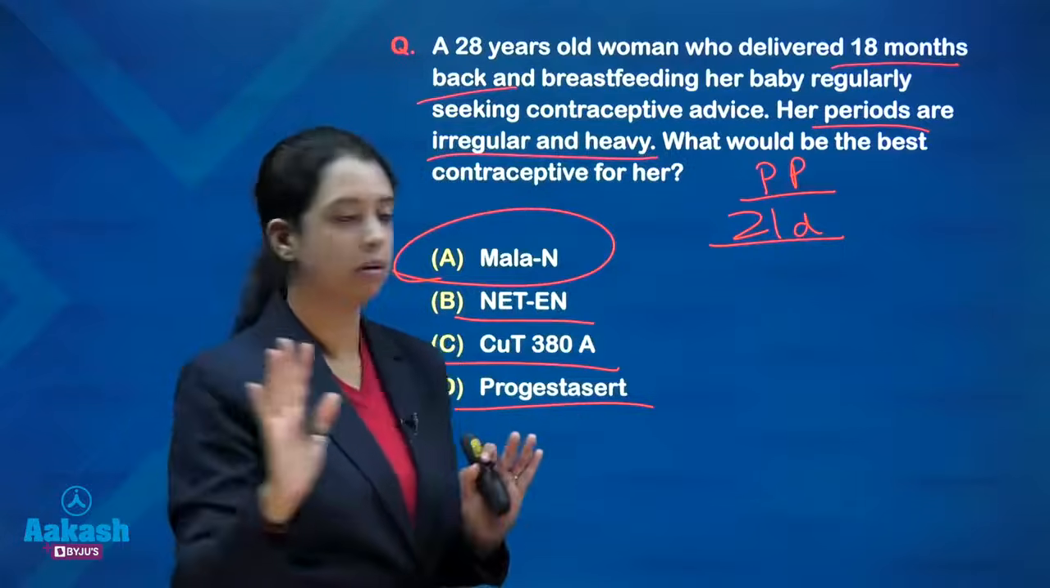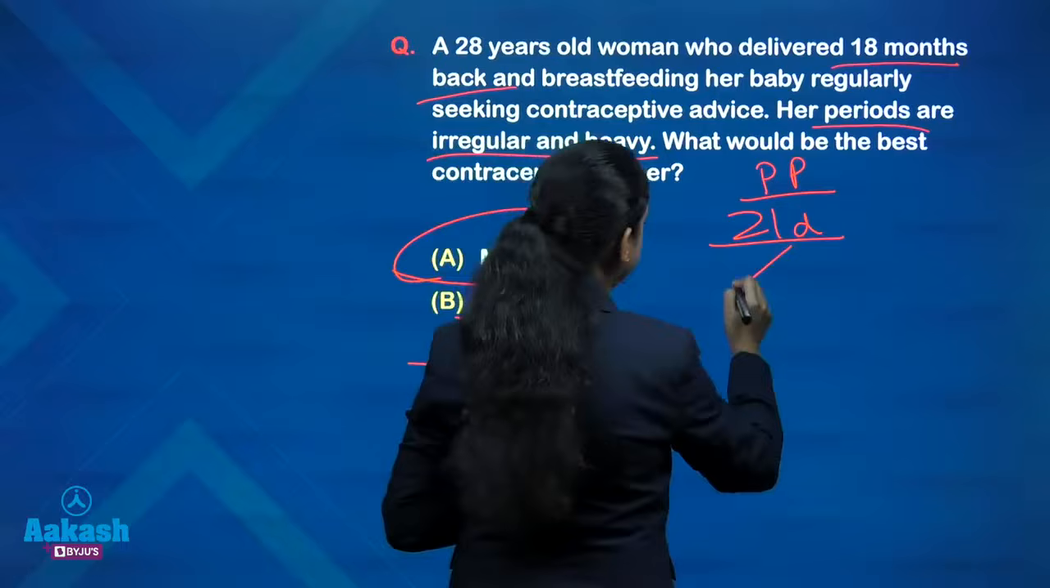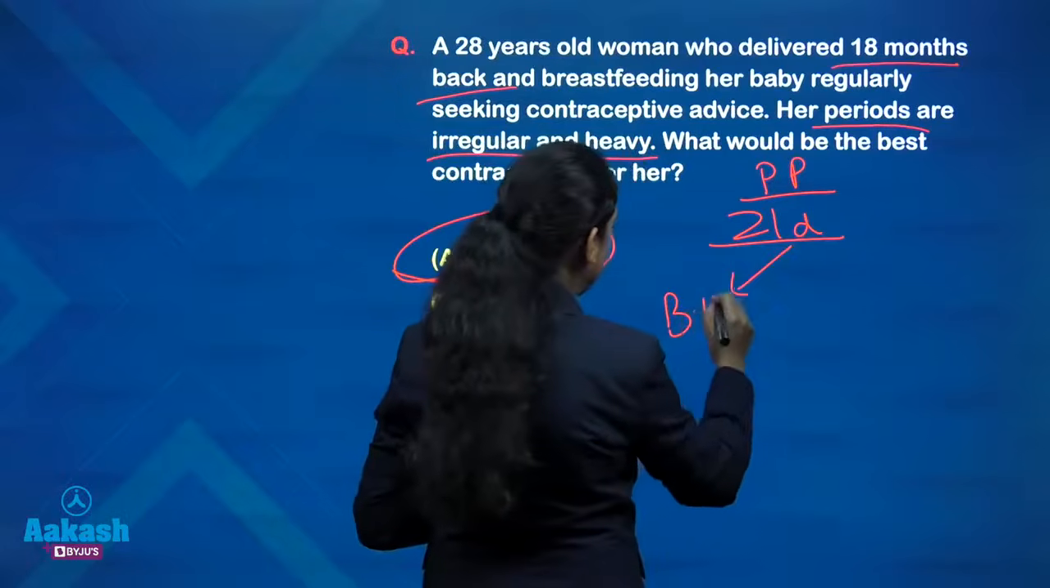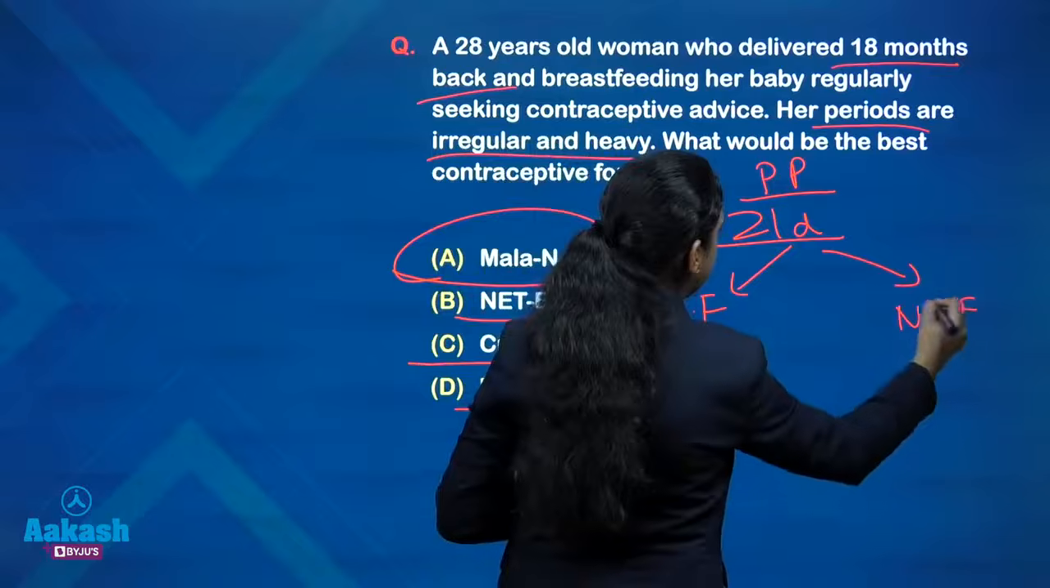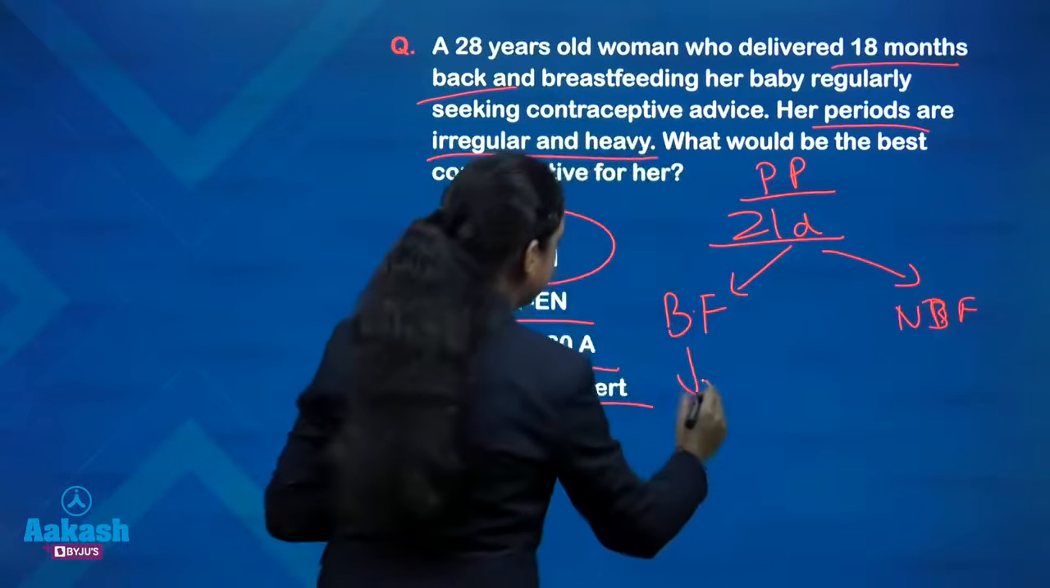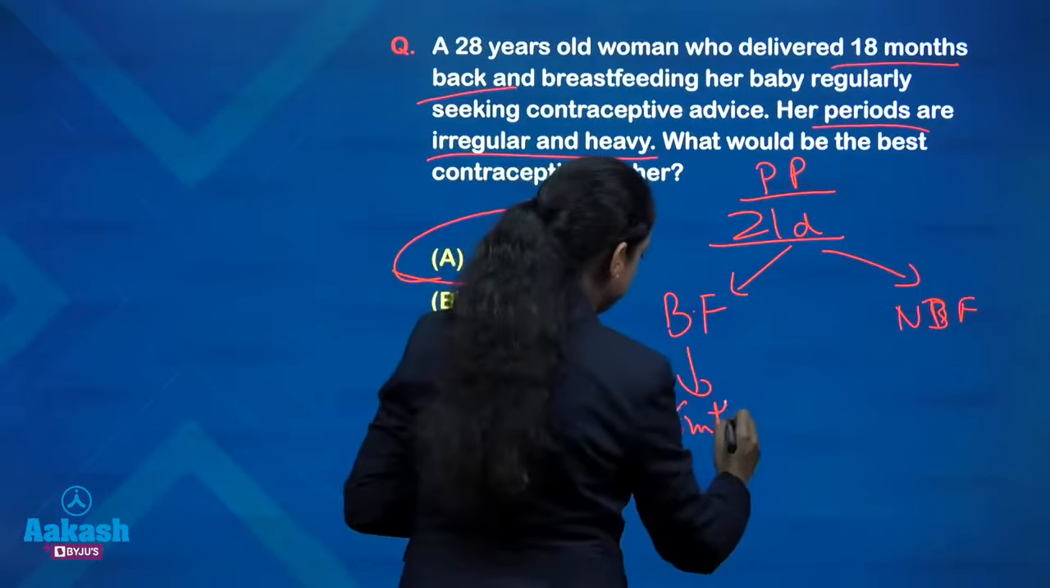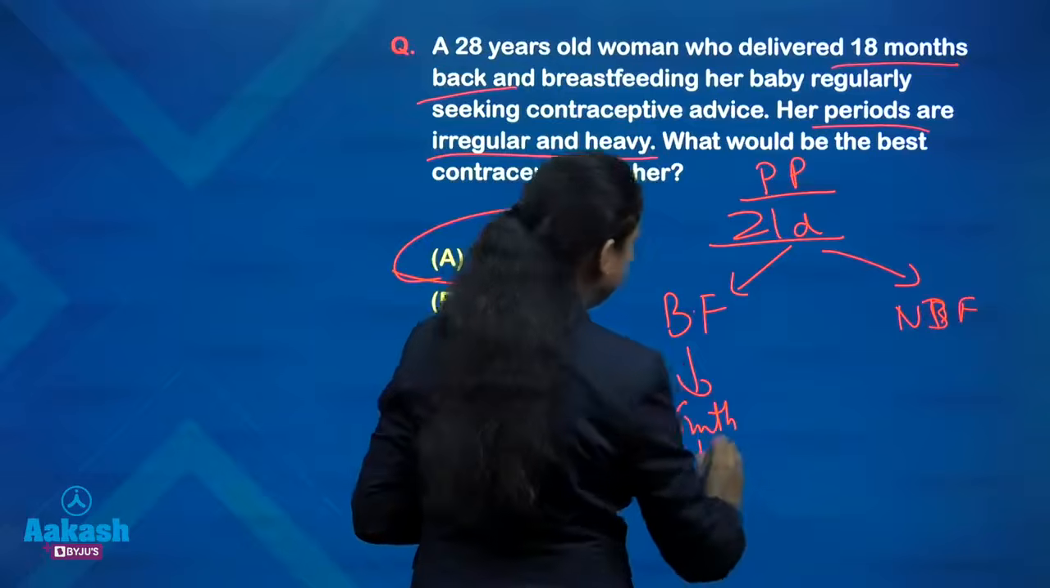3 weeks, don't do anything. Now, further divide women into exclusively breastfeeding and non-exclusively breastfeeding. If a patient is exclusively breastfeeding, you further don't need anything for 6 months. And after 6 months, she can use anything.